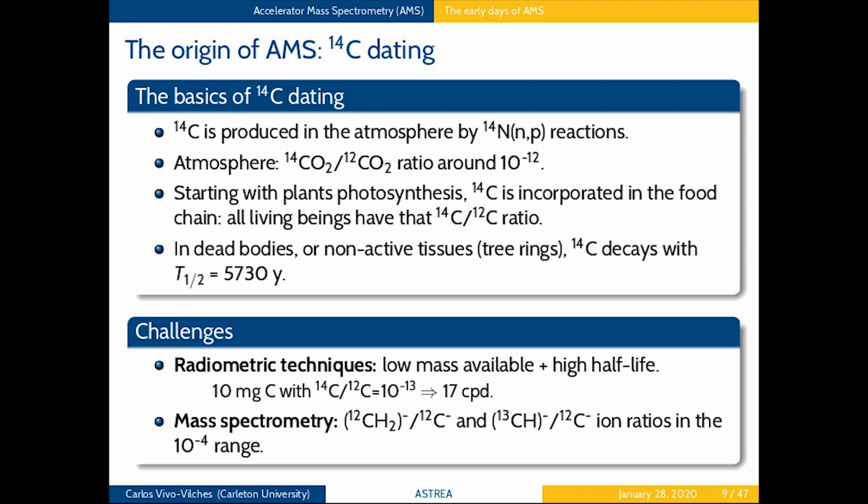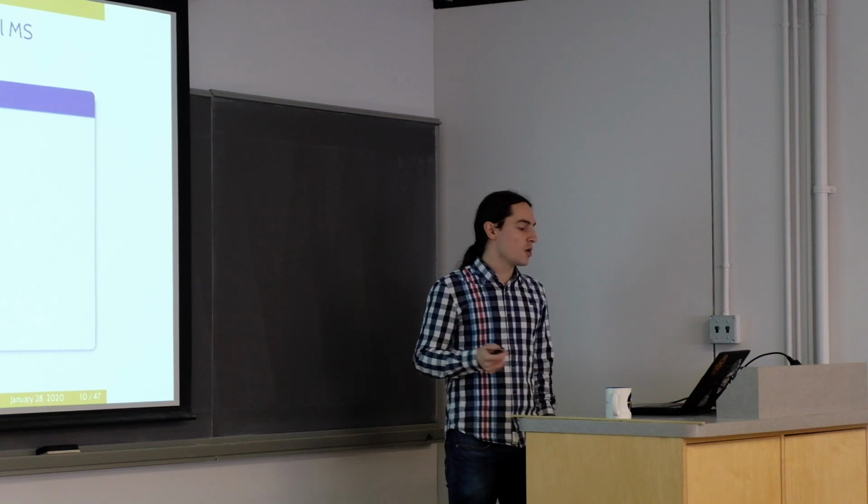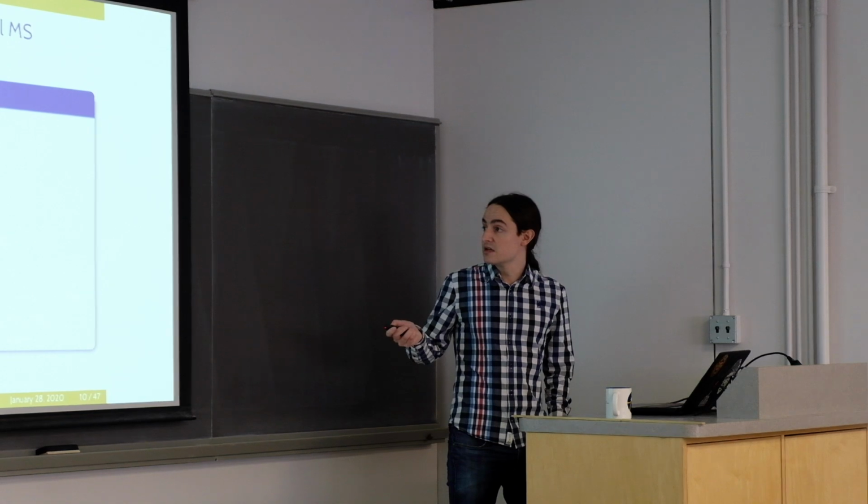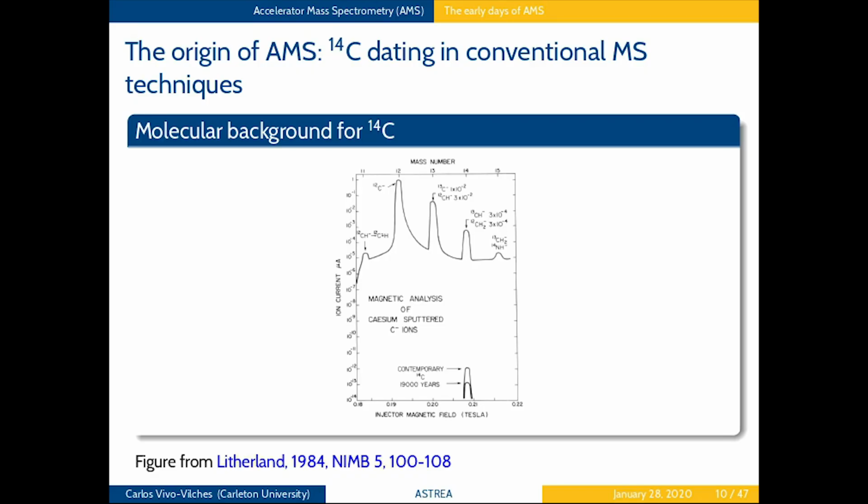Also, this could not be measured by conventional mass spectrometry techniques like ICP-MS, because the molecular background from the stable isotopes of carbon with hydrogen would be much higher than the ratio that you want to measure. Even reducing this molecular background by six orders of magnitude with the different techniques that are used, you still have a much higher background than the signal you want to measure.